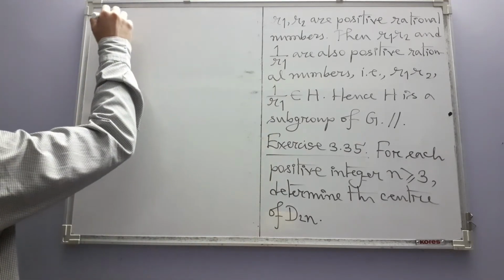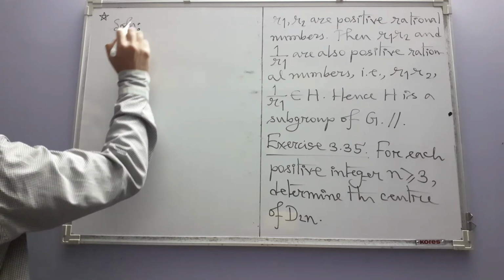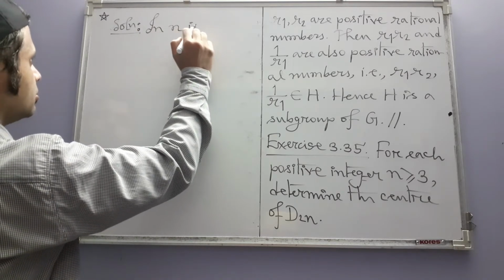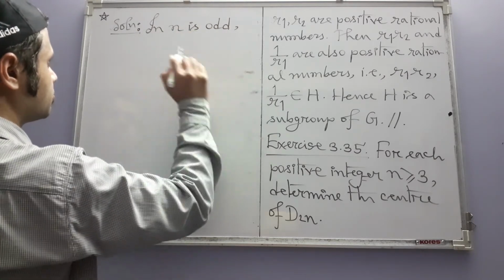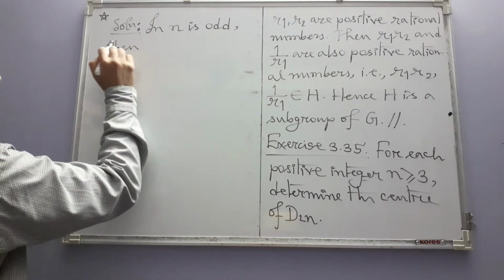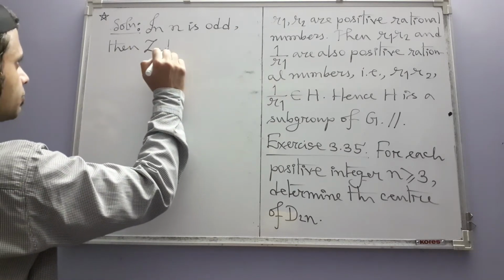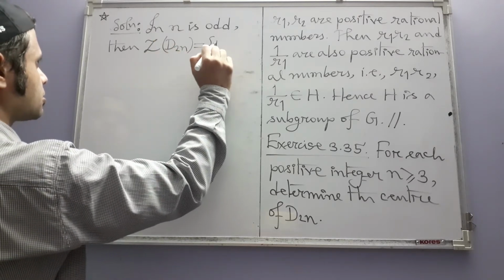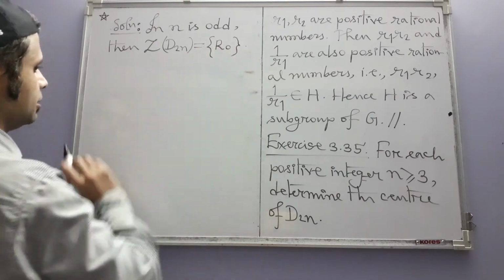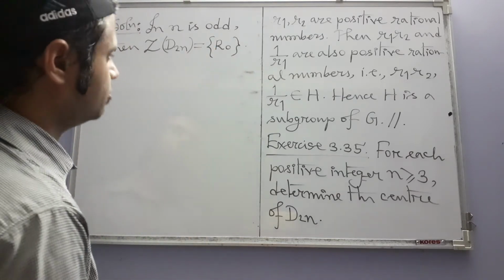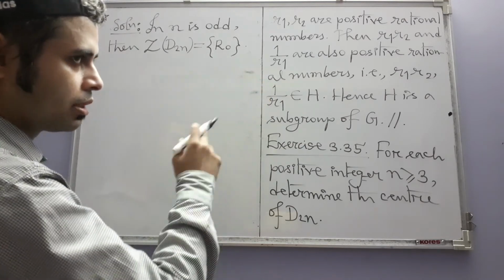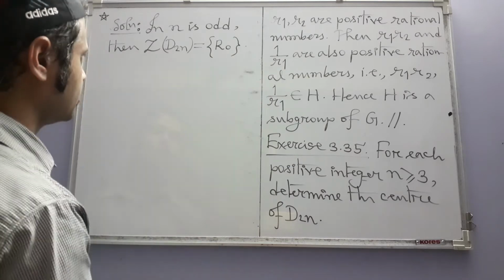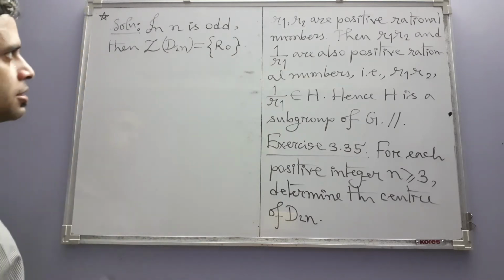The thing is this: if n is odd, then the center of the dihedral group D2n consists of only the identity element in our group D2n, which is a rotation through an angle 0, and that is denoted by this notation R0. It's there in the text. So when n is odd, this is the center.